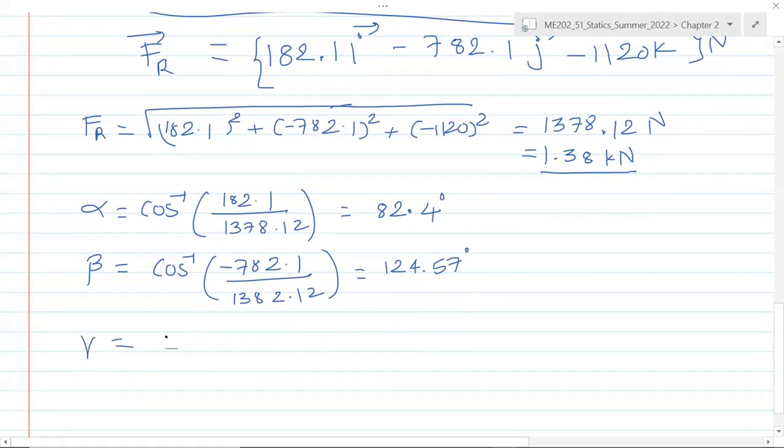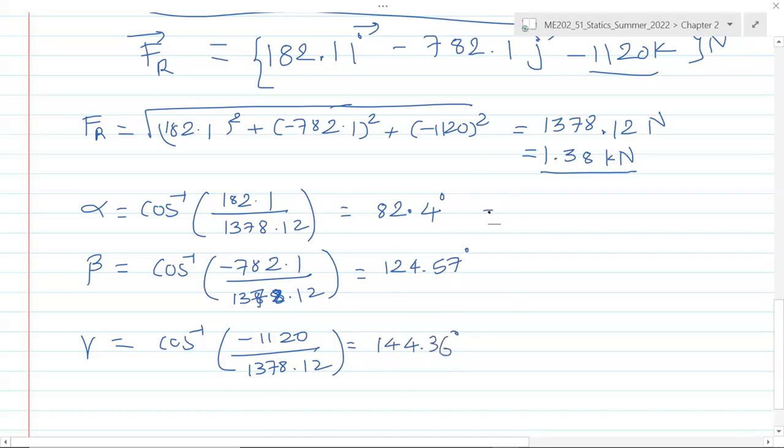And gamma is cosine inverse of the third component, which is minus 1120 divided by 1378.12. Sorry, there is a typo here. It should be 1378.12. And then this angle is 144.36 degrees. So we can round all of them to 3 significant figures. So it's 82.4 degrees, this is 125 degrees, and this is 144 degrees. So these are our final answers.